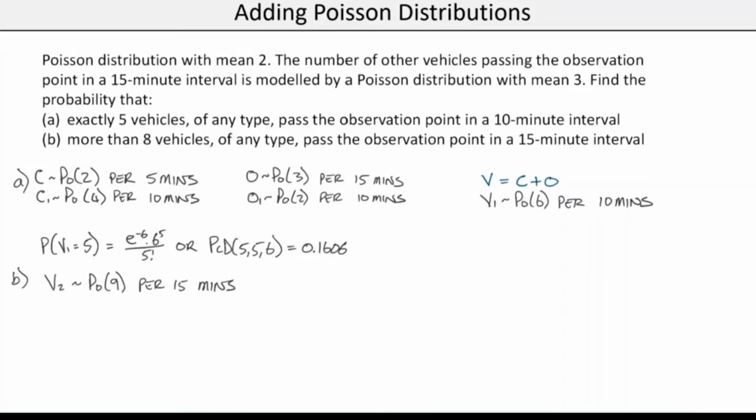And now we're finding the probability that V2 is more than 8. Be careful here, we're going to rewrite this as greater than or equal to 9. And that can be written as 1 minus less than or equal to 8. This is definitely one for the calculator, 1 minus PCD 0, 8, 9. Into your calculator, we get an answer of 0.5443.